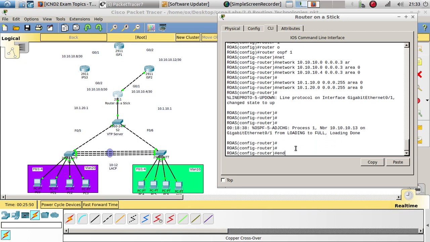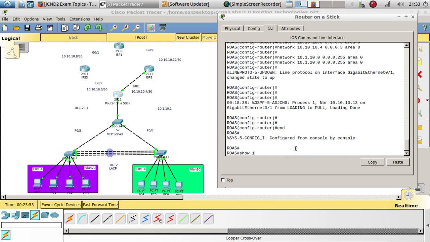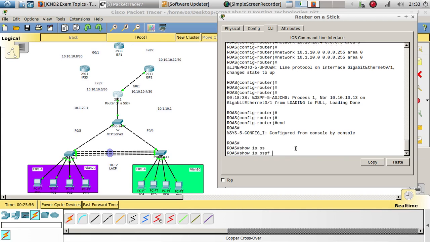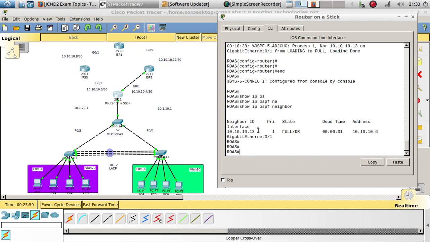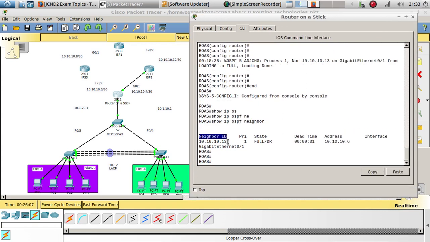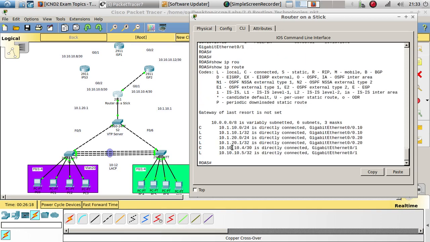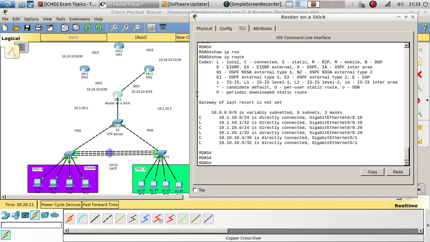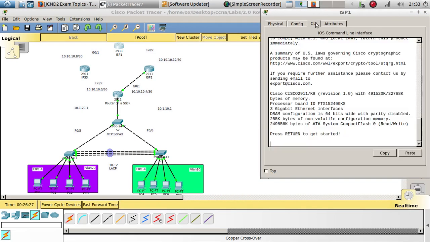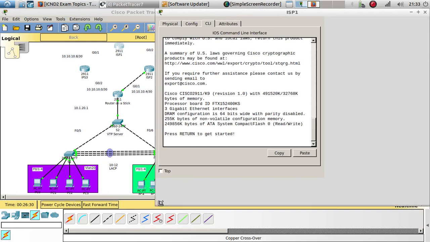All right, so if we go to show IP OSPF neighbor, you see that we have one neighbor right here, and this is the neighbor ID, which is chosen by having the highest IP address, and the highest IP address was 10.10.10.13, right? And we can also see show IP route, we won't be able to see any OSPF routes because we have not configured this one over here. So if we configure over here, we should be able to see it. So let's go ahead and configure this router. This router, yep.